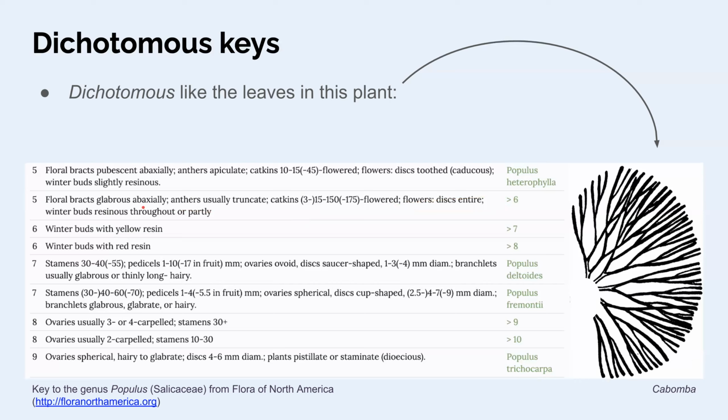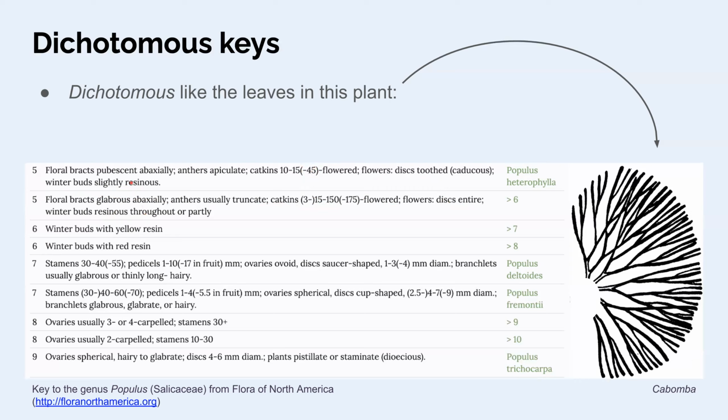I want to point out what the good features are of a well-written key: it's got contrasting characters. So floral bracts, pubescent versus glabrous; anthers, apiculate versus truncate. You might want to use a glossary to look that one up. Number of flowers in the catkin, 10 to 15, sometimes up to 45, which is an extreme measurement. And then this other choice, 15 to 150, sometimes as few as 3 or as many as 175. Discs toothed, discs entire. Winter buds slightly resinous, resinous throughout. So there are many useful characters to choose from.